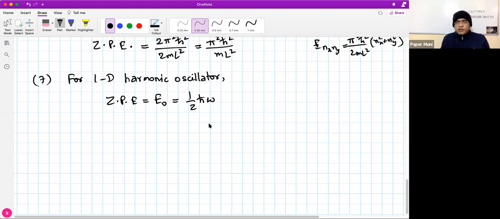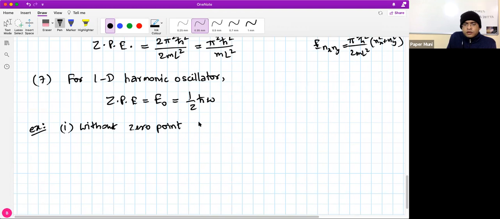Now I'll give you some examples of zero point energy. The first example is zero point motion. Zero point motion means that at 0 Kelvin there is still some motion. It's not that it's completely zero. And without zero point motion, atoms would not be stable.